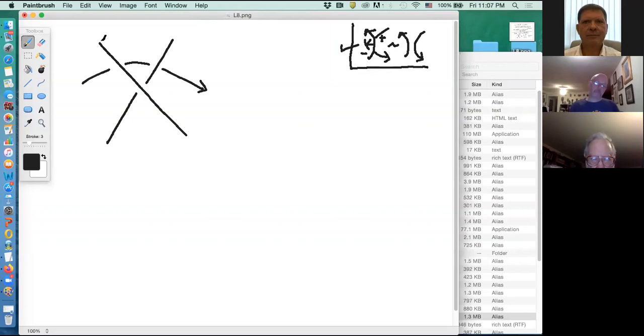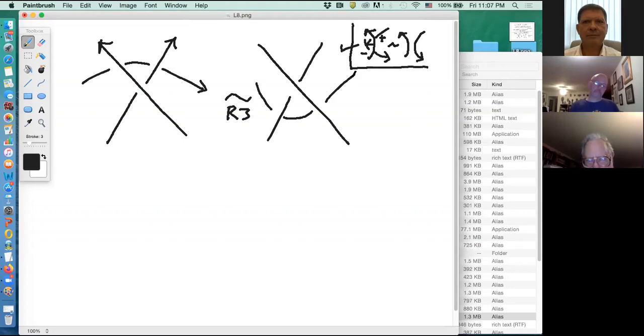I'll just draw one. Let's say we have this one, right? And we did an R3 move, and we went from here to here. And let's take a look at the sign situation. What's the sign here? Not minus. And the sign here is minus. And the sign here is minus. All three minus. Is that right? Did I make a mistake? Minus, minus, and minus. Yes. Now what happened here? This one is the same, still minus. This one is minus. And this one is minus. So the signs are all the same.